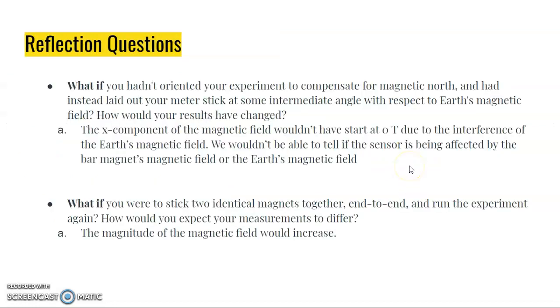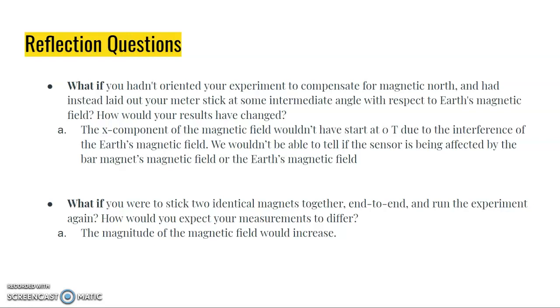Reflection questions. What if you hadn't oriented your experiment to compensate for magnetic north and had instead laid out your meter stick at some intermediate angle with respect to the Earth's magnetic field? How would your results have changed? Well, the X component of the magnetic field wouldn't have started at 0 teslas due to the interference of the Earth's magnetic field. We wouldn't be able to tell if the sensor is being affected by the bar's magnetic field or the Earth's magnetic field.